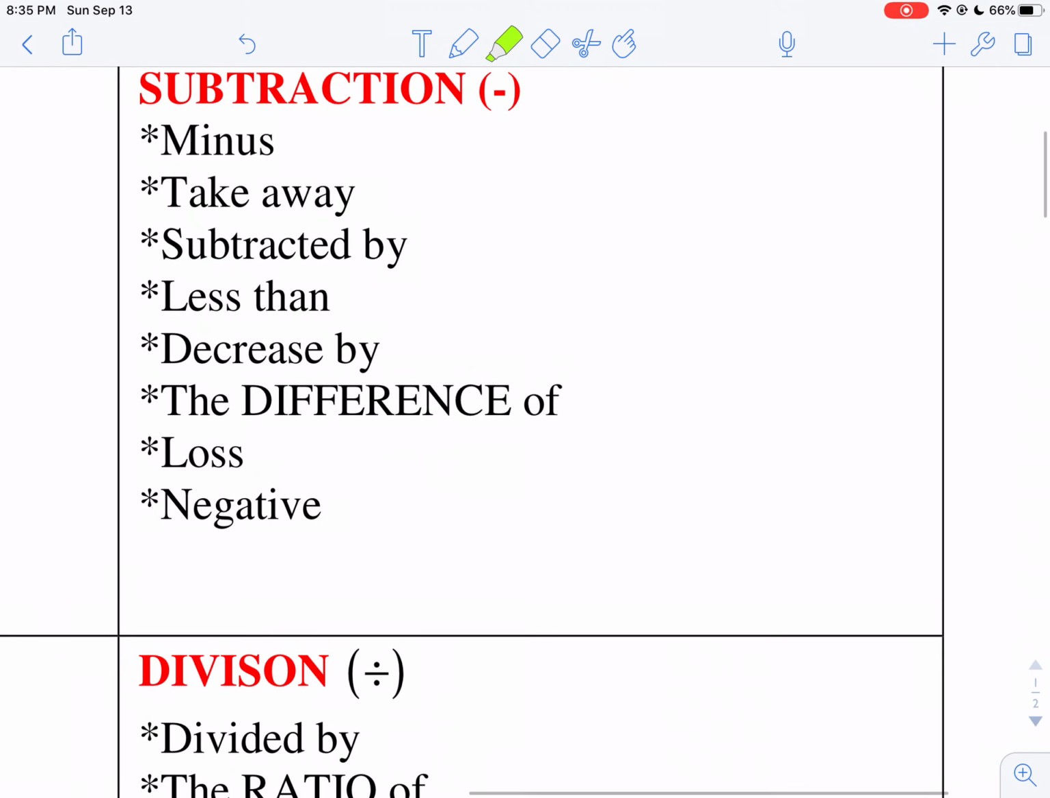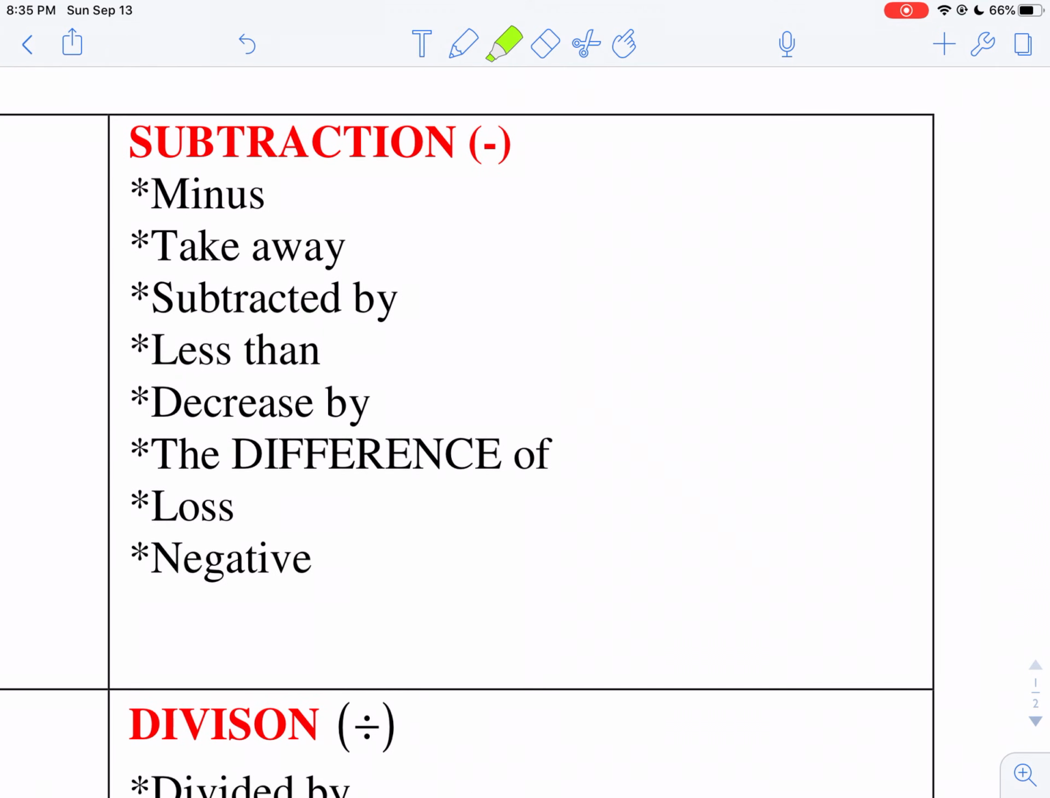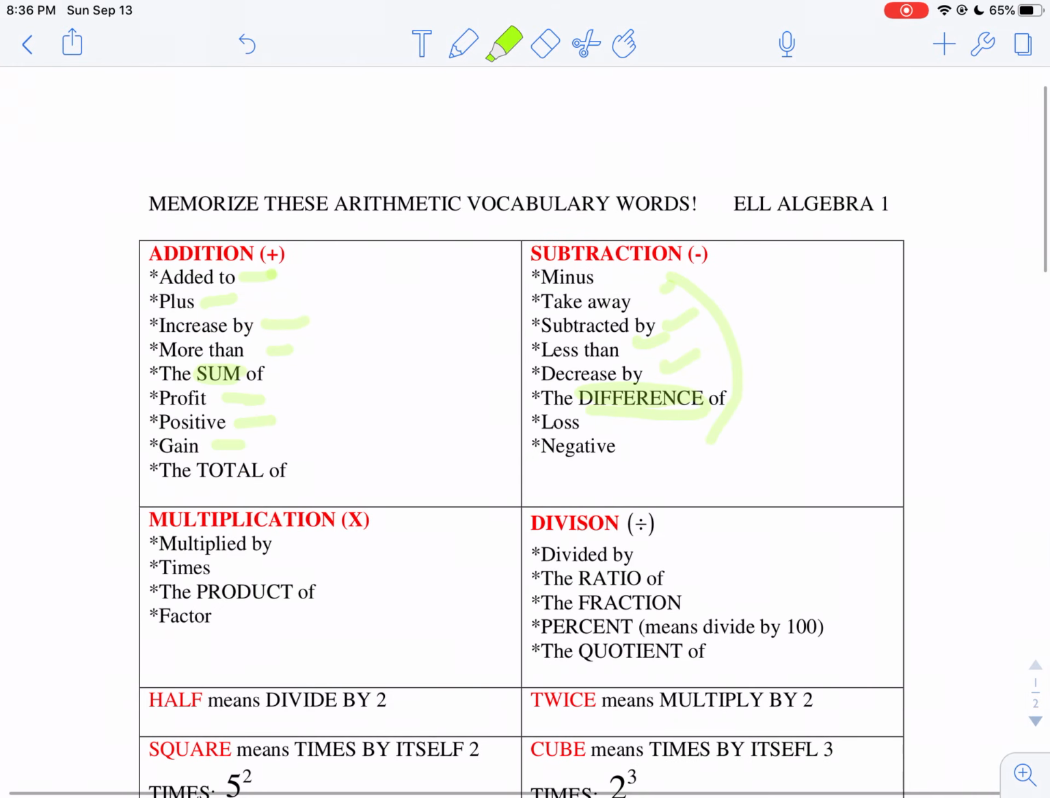For the second window here, you have subtraction. These are all the words that mean subtraction. So you have minus, take away, subtracted by, less than, decrease by, the difference of. Okay, so difference is the fancy word for subtraction. Loss or a loss, negative. Okay, all those mean that you need to take away something.